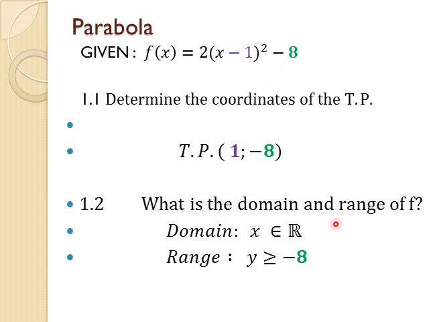Domain and range. As I said, the domain for any parabola, where x times x becomes x squared, will remain x is an element of the real numbers. The x squared coefficient is positive, so the graph is a smiley face, pointing up. Therefore y is greater than or equal to negative 8.